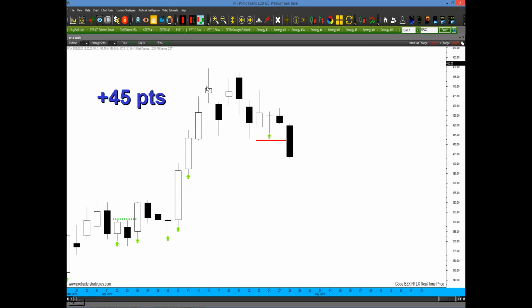Now remember, you could have gotten out a lot more, but that would have been up to you. And there's nothing wrong with that. There's nothing wrong either with exiting on the very first up day here. Many traders say, listen, Steve, I got in at roughly 370, 375. I got out with a 10-point gain. I'm out. Nothing wrong with that either.